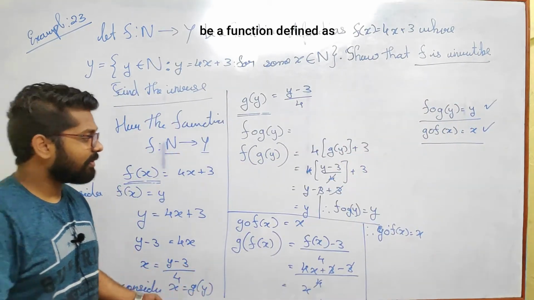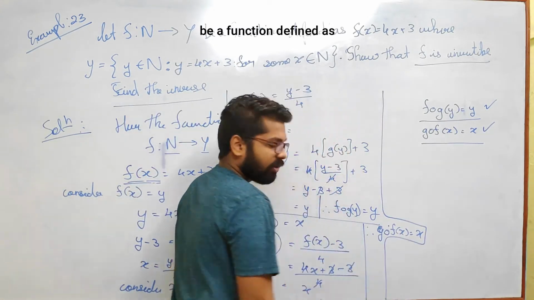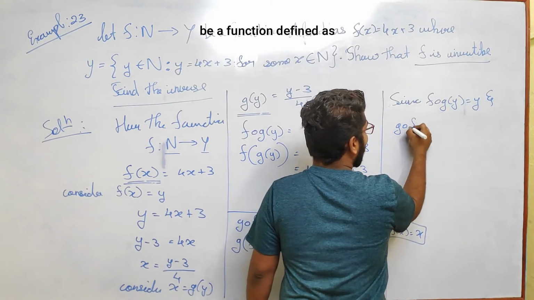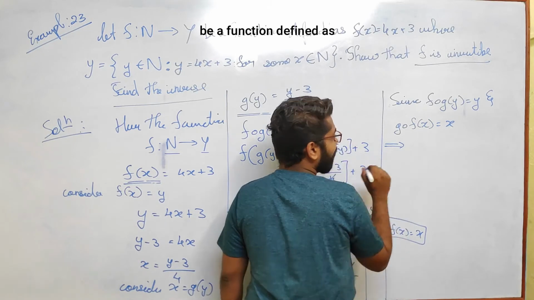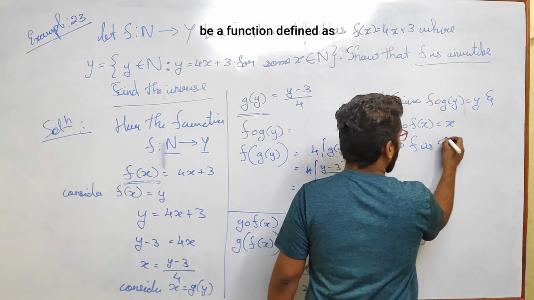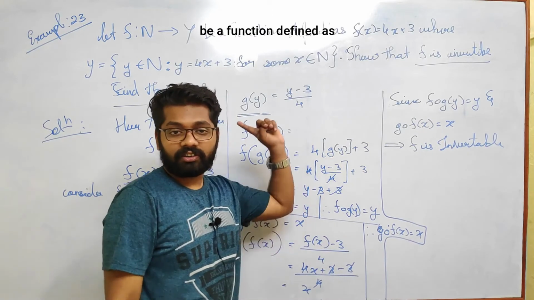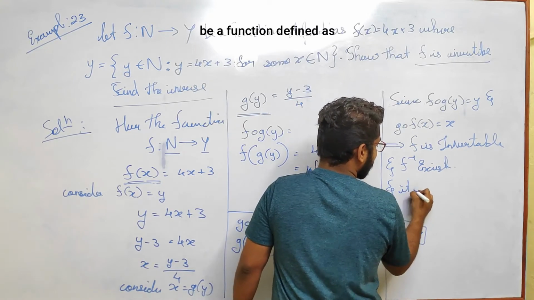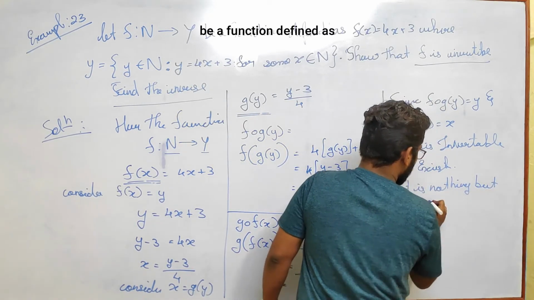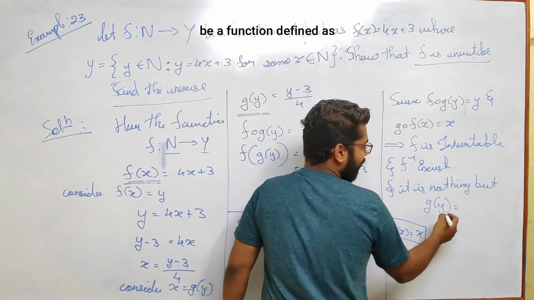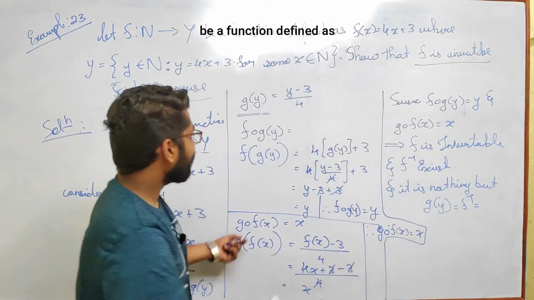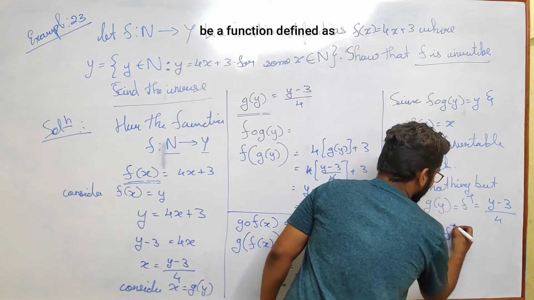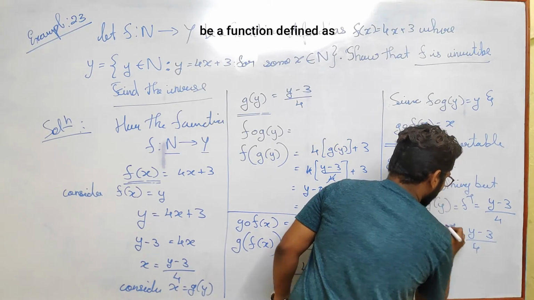So here almost your sum is over, but not yet over. Okay, both the jobs are done. Since fog y is equal to y and gof x is equal to x, which implies that the function f is invertible according to the definition, and f inverse exists and it is nothing but g of y. g of y is equal to f inverse. What is the value of g of y? y minus 3 by 4. Therefore f inverse is equal to y minus 3 by 4.